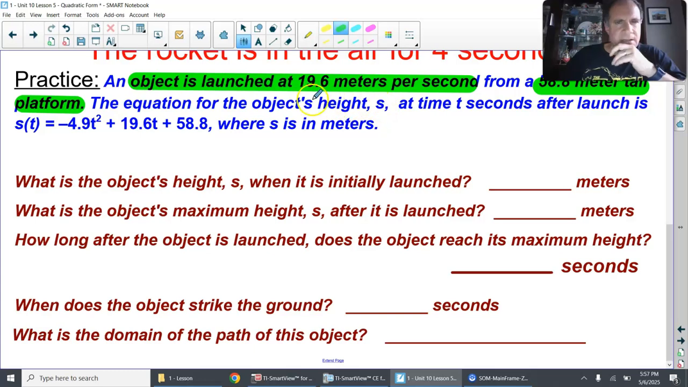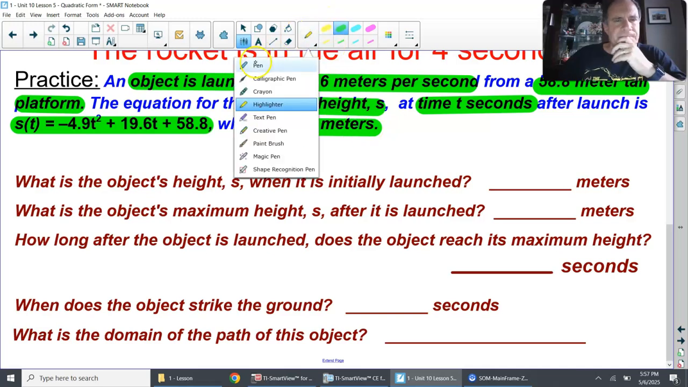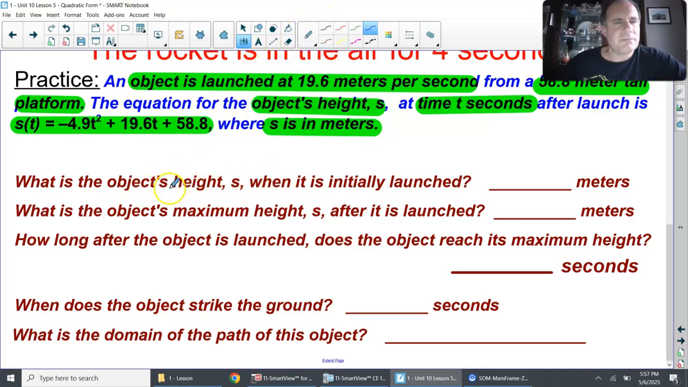The equation for the object's height is s. The t is the time in seconds after the launch. Is this, where s is the meters. So, what is the object's height, s, when it is initially launched? Is launched at 19.6 meters per second from a 58.8 meter tall platform. So we're just going to go 58.8 meters. What is the object's maximum height after launched?